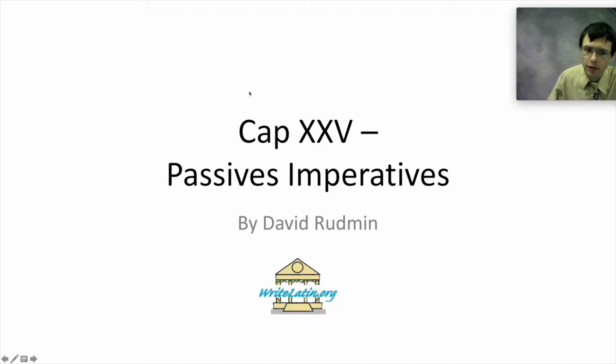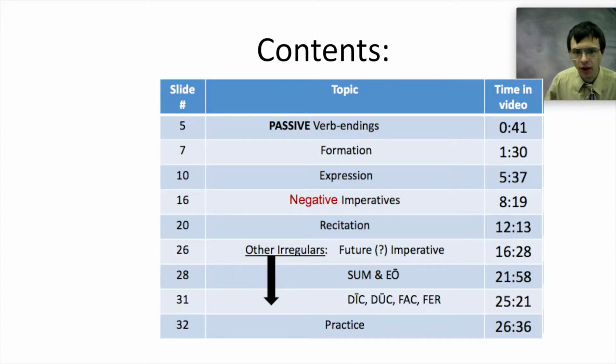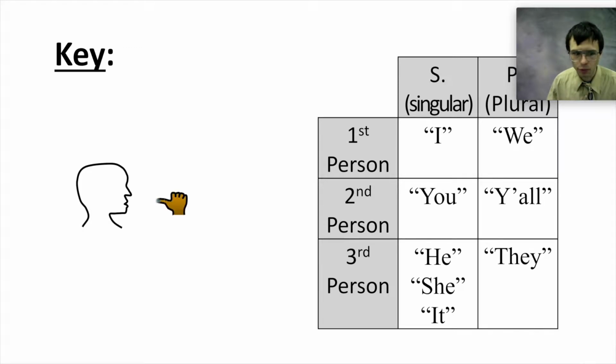Okay, welcome to chapter 25, and in this chapter we are going to get passive imperatives. After learning the passive forms, we're going to review negative imperatives, and that will be all the imperatives in Latin, except for these few irregulars, sum, eo, and dic, duc, fac, fer. And so we'll finish with practice, and if you can do the practice, then you are good to go for an entire mood of Latin. Of course, we need to start by reviewing what these mean.